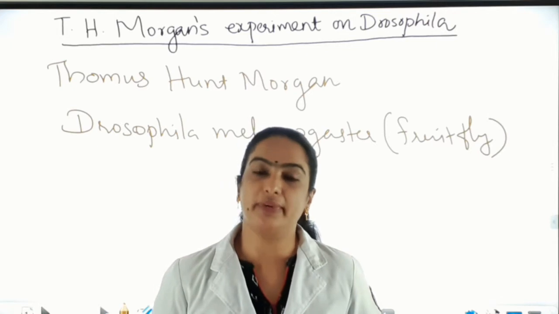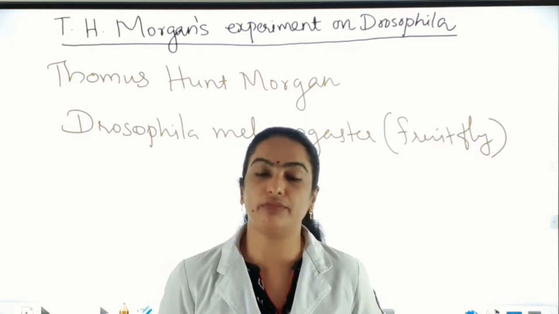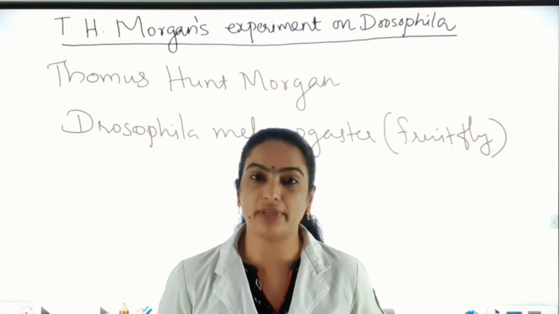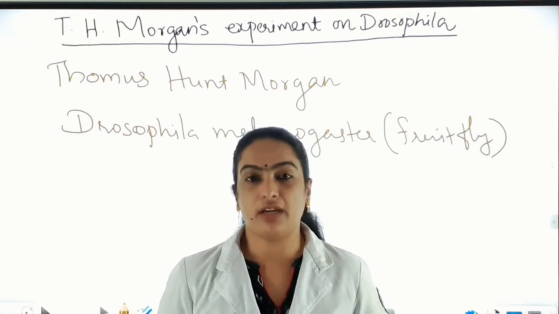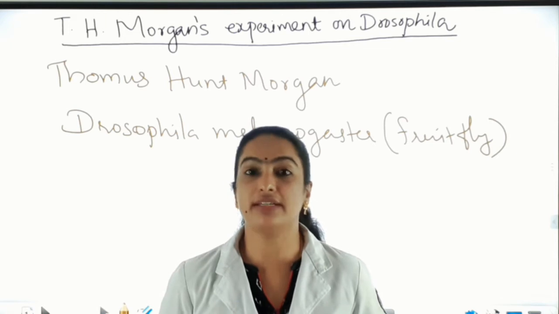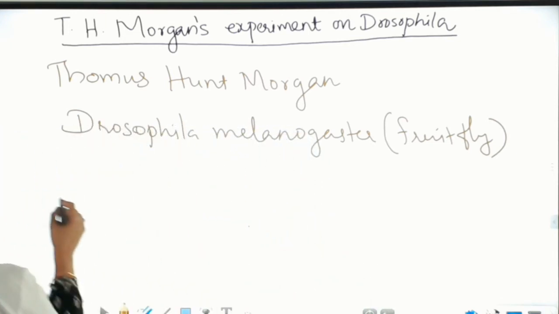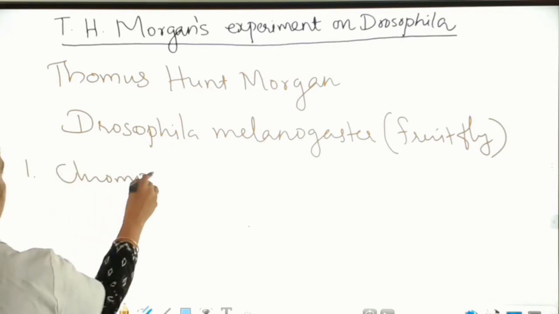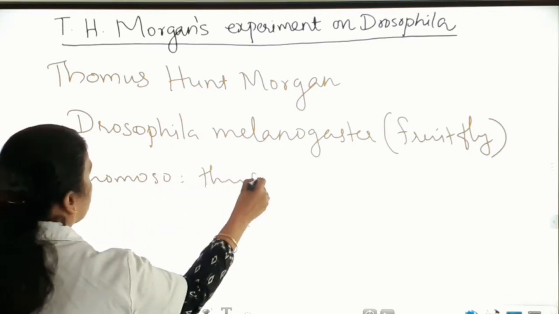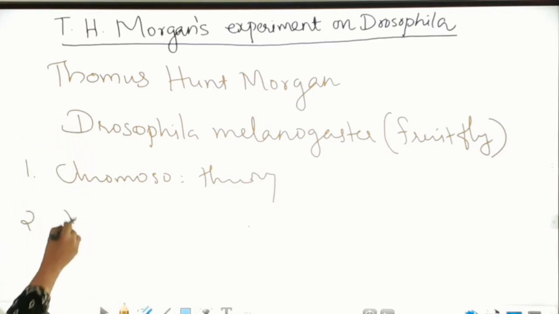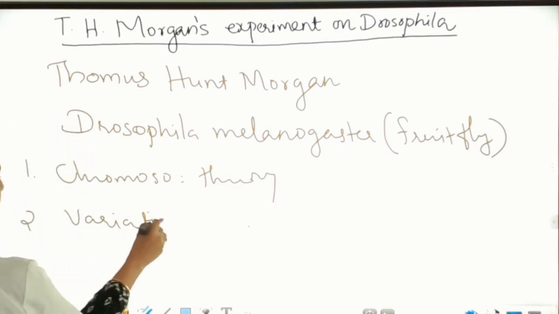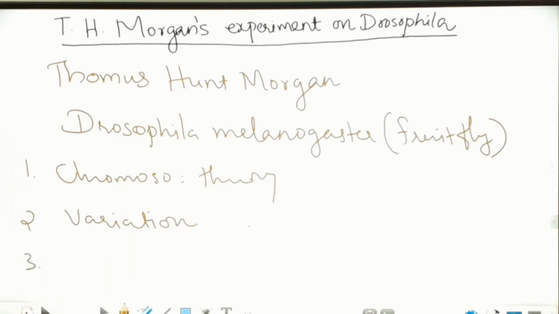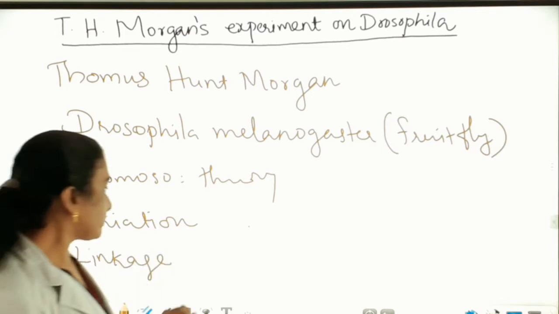In his experiment, he gave experimental verification for the chromosomal theory of inheritance, the basis of variation, and linkage also. So he gave experimental verification for the chromosomal theory of inheritance and variation, and he gave experimental verification for linkage also. So what is linkage? We can see now.